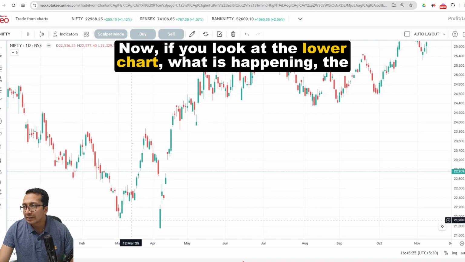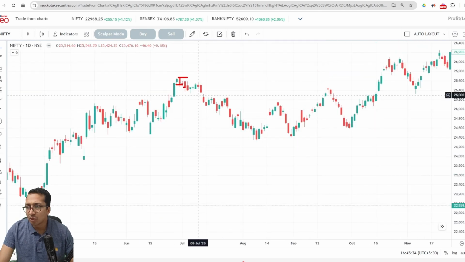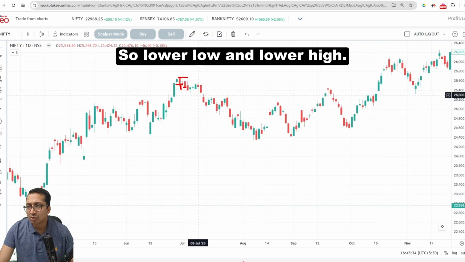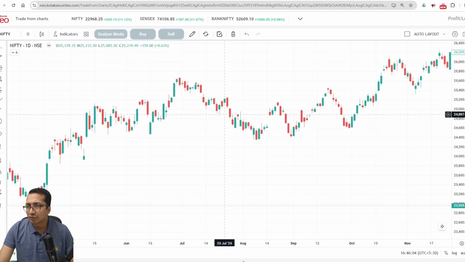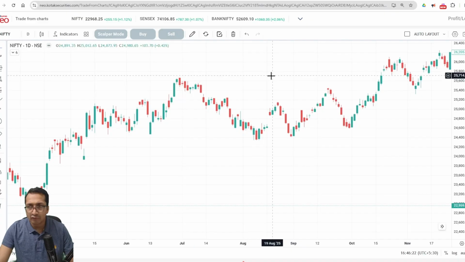Now, if you look at the lower chart, what is happening to the structure? You see here the low is lower than this one. So lower low and lower high. For this candle, you can see it's a lower high and lower low. It is true that there is another candle here, but we will cover such variations a little later in our other sessions. But right now we are looking at the overall structure.